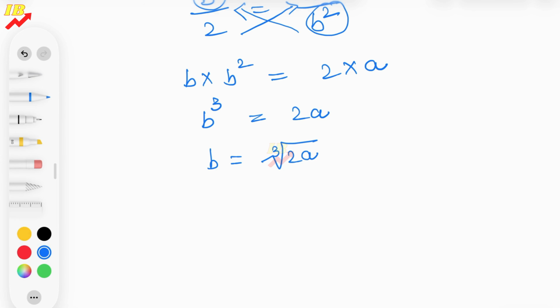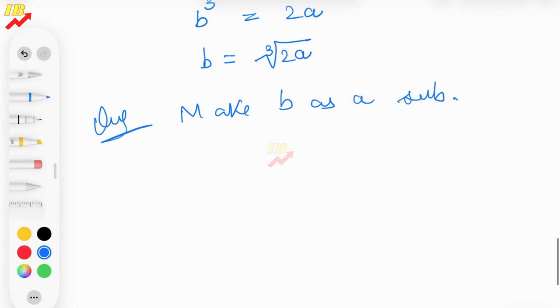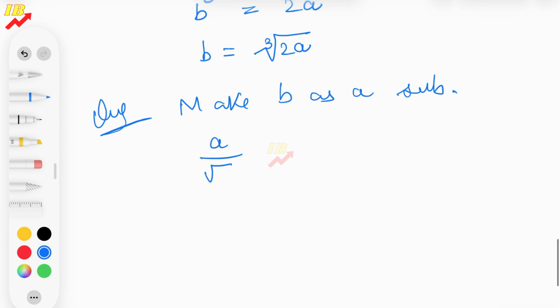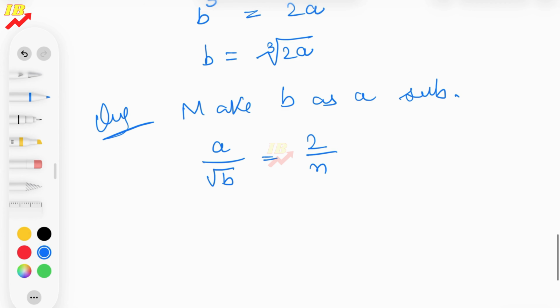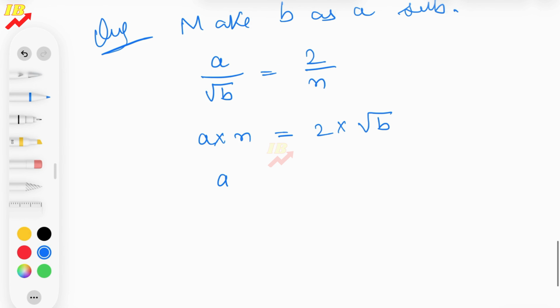Okay. Sometimes the same style of question can come where you have to again make b the subject, and the expression will be like this. Okay, now you can see that again you have to cross multiply the things. So a times n, and this is 2 times root b. Okay, now what we will do, we'll be shifting this 2 to the left side. Okay, so it is an over 2 equals root b.